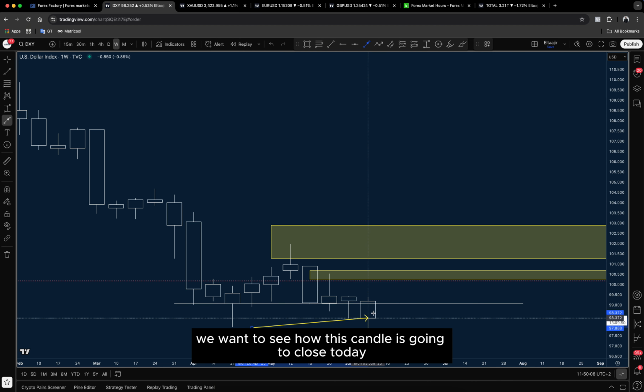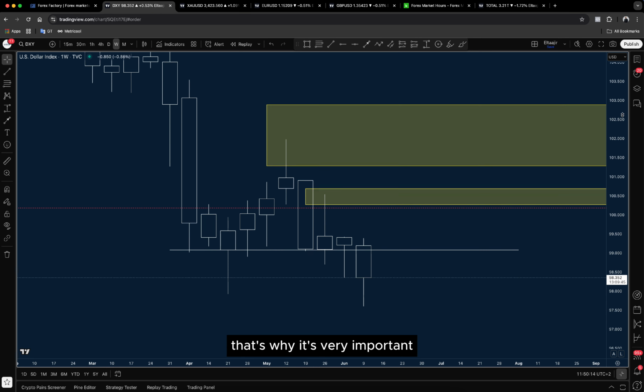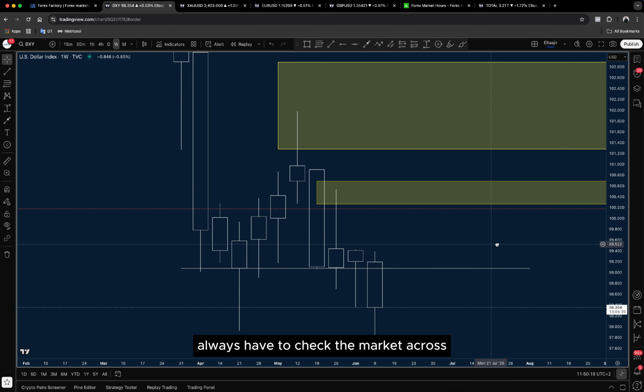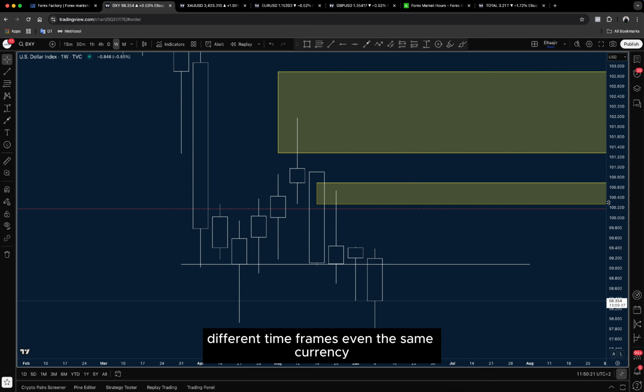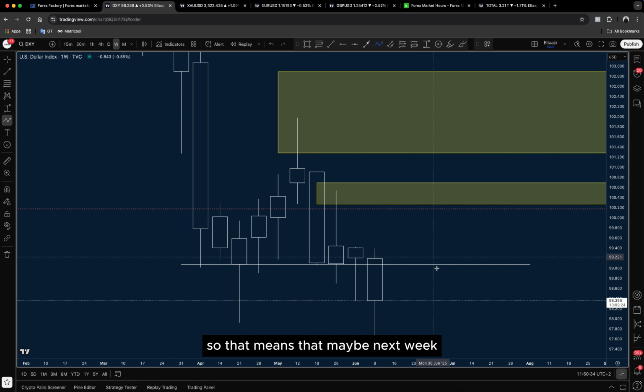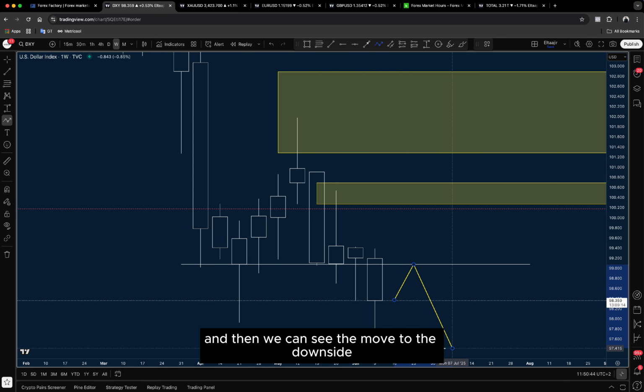We want to see how this candle is going to close today. That's why it's very important, and I always advise you to check the market across different time frames, even the same currency, because definitely the higher the time frame, the stronger it is. On the weekly time frame, if we see this candle closing below this level here, that means maybe next week we can expect the price to come here to retest this broken support and confirm that it's resistance, and then we can see the move to the downside.